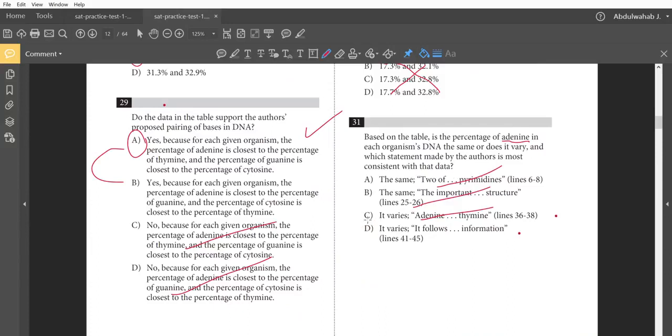So that's it. That's the third passage of the first practice test on the College Board website. The sample practice exams, you could go on their website and download them for free.